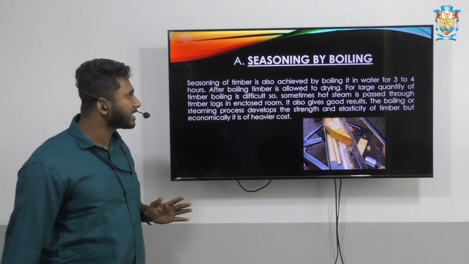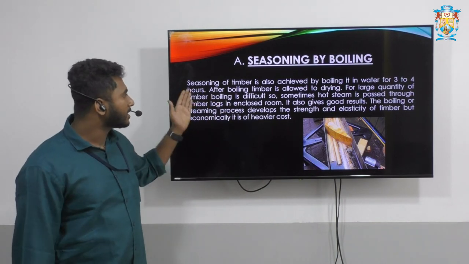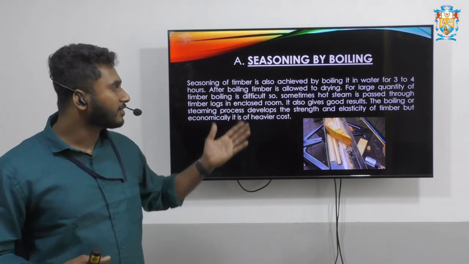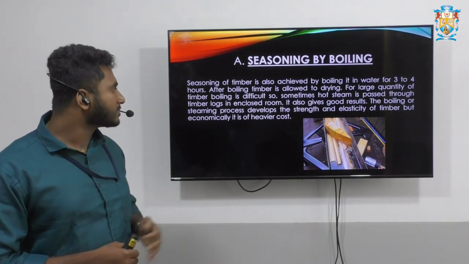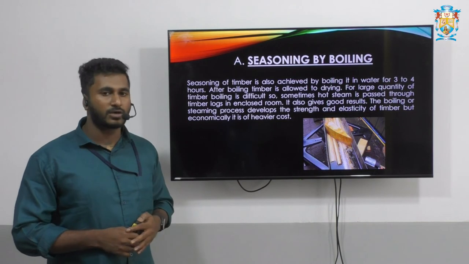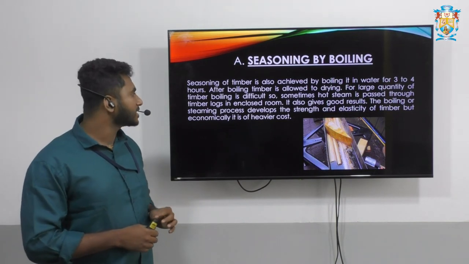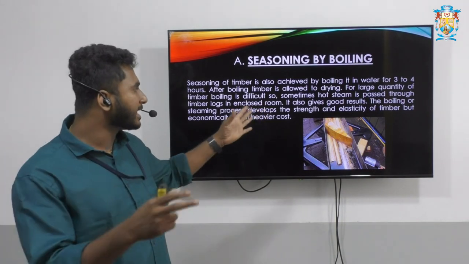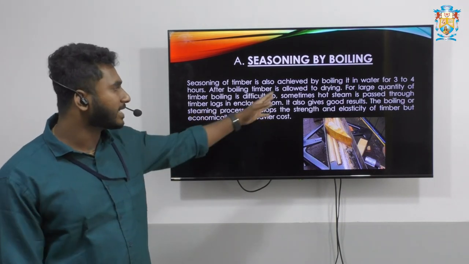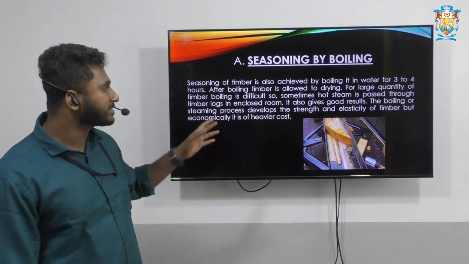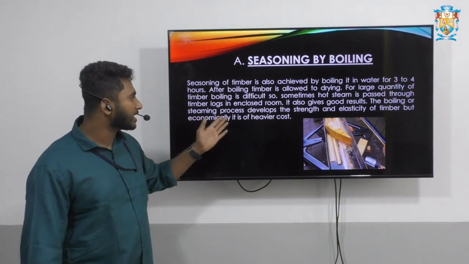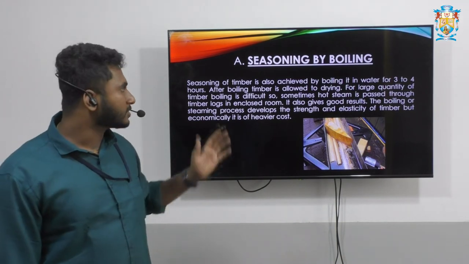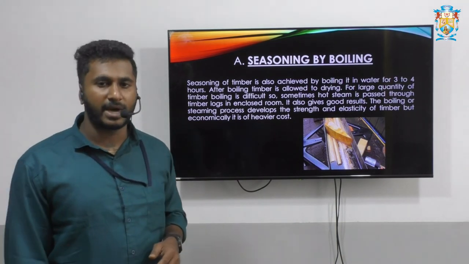So in seasoning by boiling, the timber is boiled in water for 3 to 4 hours, and then allowed to dry. For a large quantity, it is arranged in an enclosed room and hot steam is passed inside the room, which will develop the strength and elasticity of the timber. So that is about seasoning by boiling.